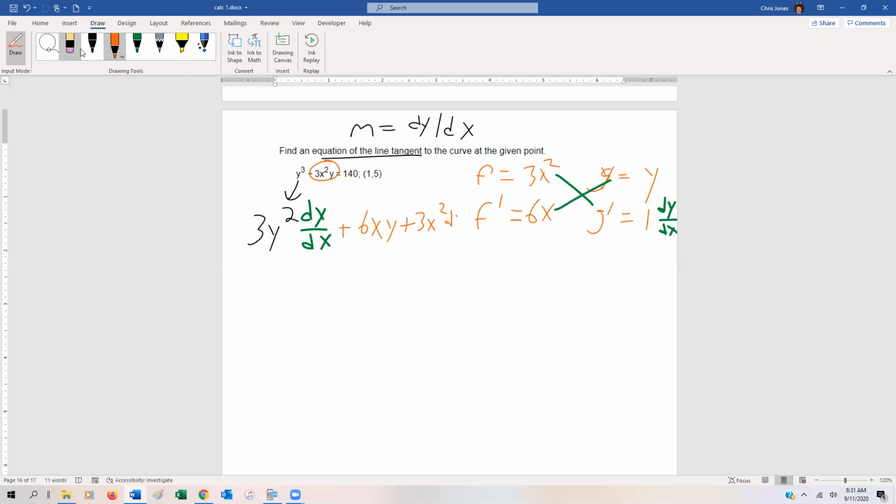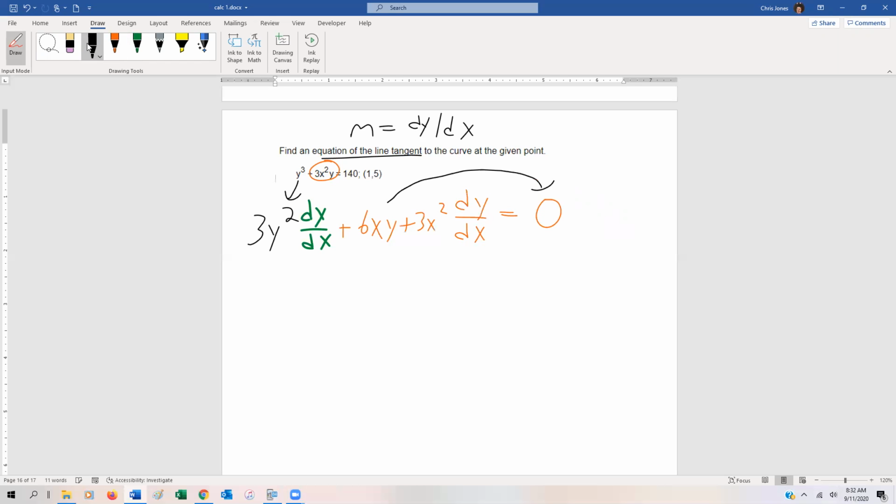And I'm going to erase all this stuff so that way we have some room to work. So we have this 3x squared dy/dx, and the derivative of 140 is 0. Now we're going to take the 6xy to the right-hand side because we want to isolate dy/dx terms. So we get 3y squared dy/dx plus 3x squared dy/dx is equal to minus 6xy.